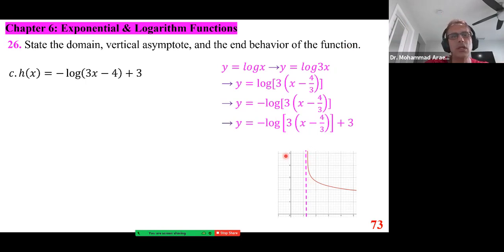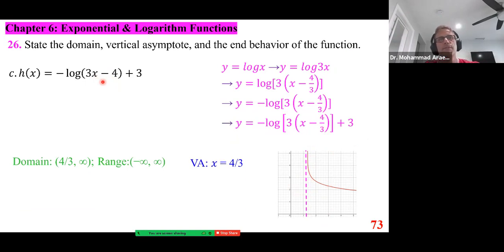The domain goes then from 3x minus 4, setting it equal to 0, 4/3, from 4/3 to infinity, but the range is all real numbers. Your vertical asymptote is this line, or 3x minus 4 equal to 0, or x equals 4/3. Now the end behavior, as x goes to 4/3, the function goes to infinity. And as x goes to negative infinity, h of x goes to infinity.